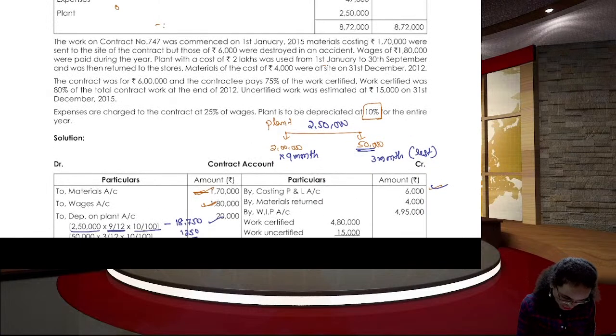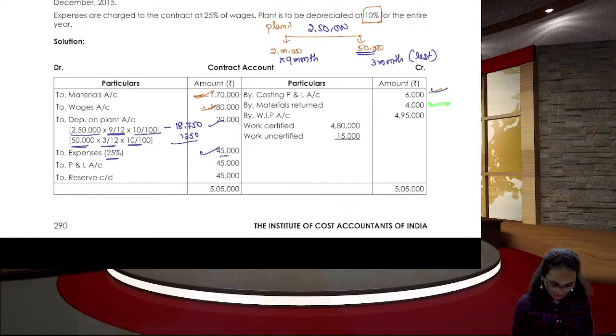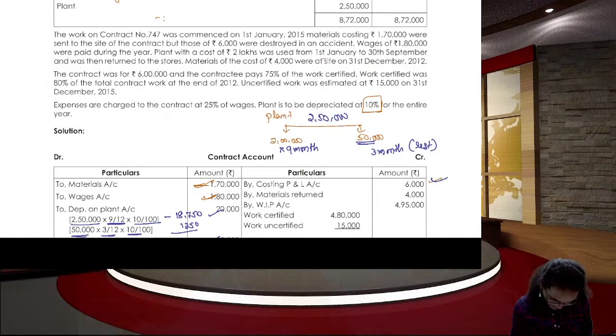What is the material stock at site? What is the stock we have? This one we have already taken into consideration. Material of cost 4,000 was at site on 31st December. That is the closing stock. This much we have. Work in progress. Here everyone again pay attention. 6 lakhs rupees is the contract price.